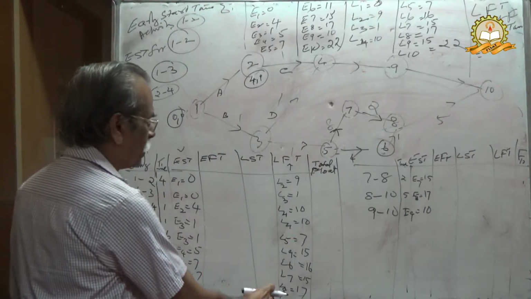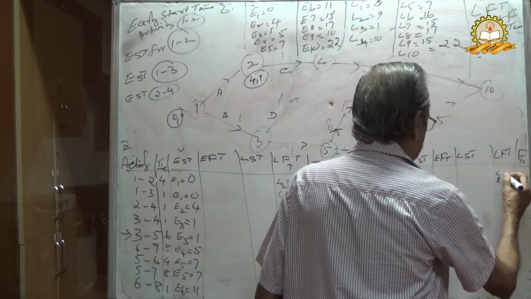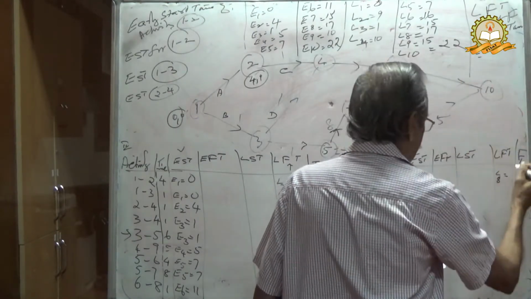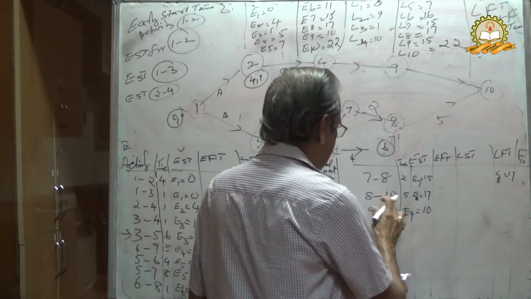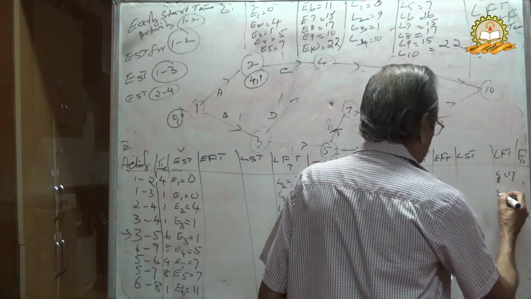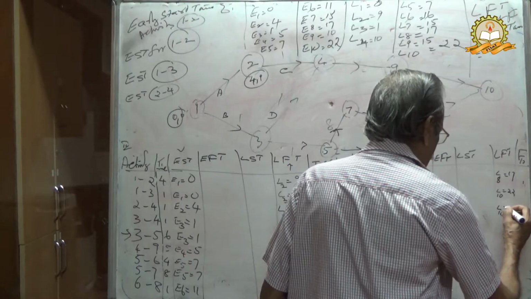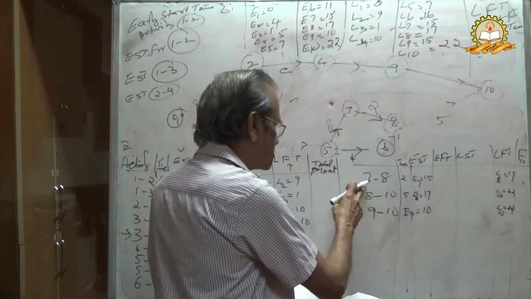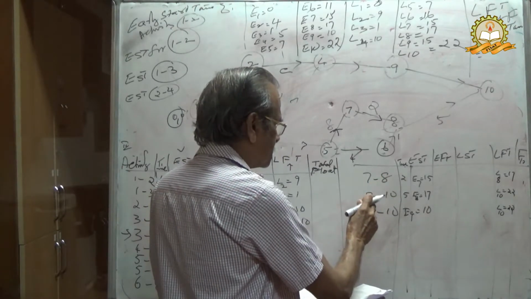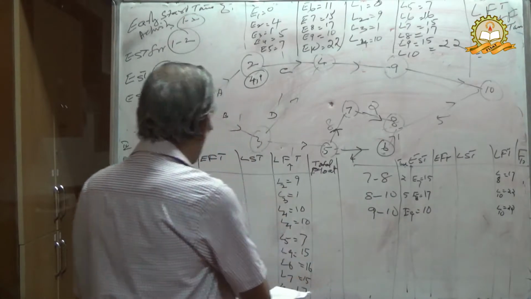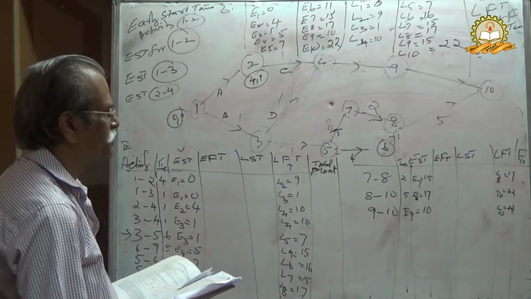Then 7 to 8 means L8 is 17. Then 8 to 10, L10 is 22. Again L10 is 22. Therefore you consider this E1 and this as for the activity 7 to 8, L8. Similarly L10. Here you have 5 to 6, L6. Therefore you have finished LFT also.